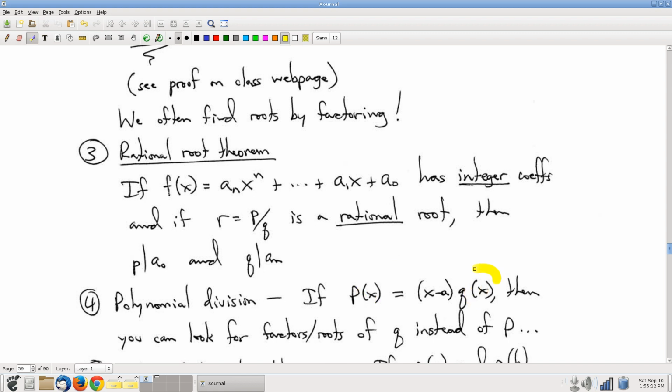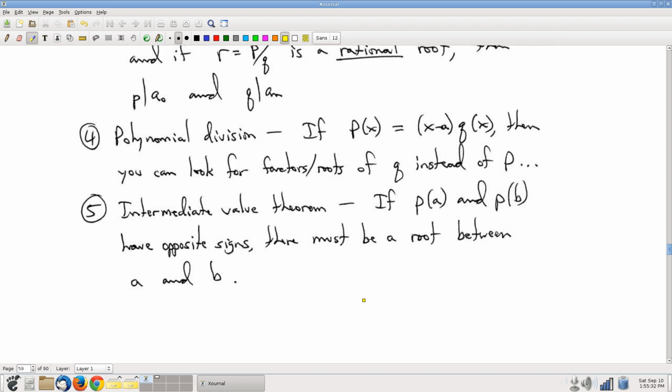And the good news is that this is a lower order polynomial. Say this is perhaps a fourth order polynomial. Well, then this is only cubic. And it's easier to work with. And yet all the roots that you find there are also roots here. Okay, nice tool.